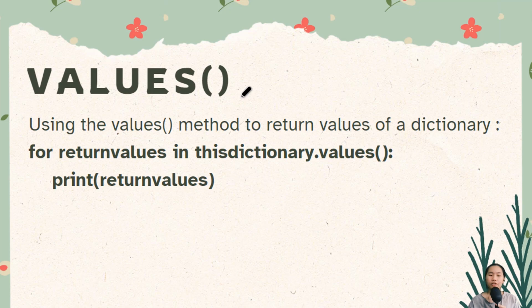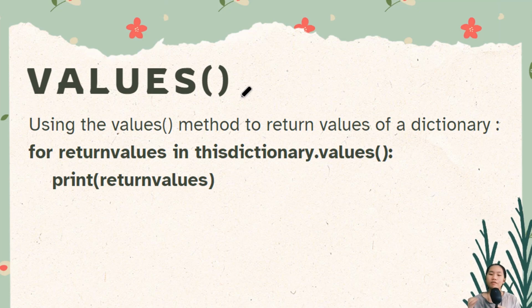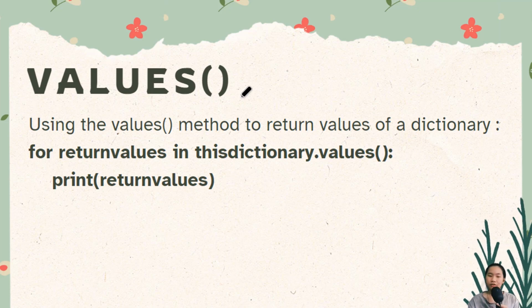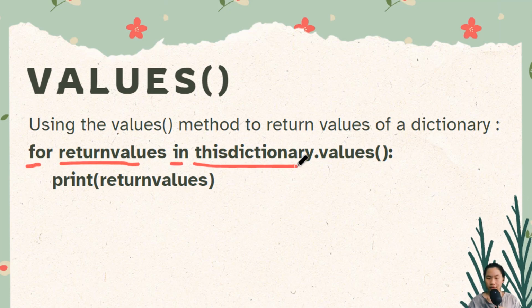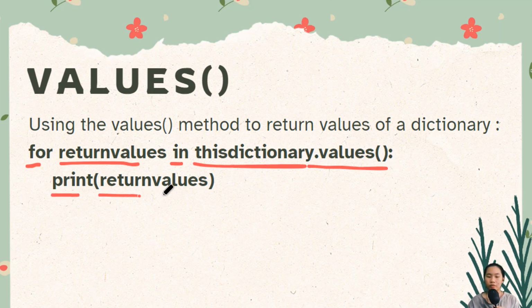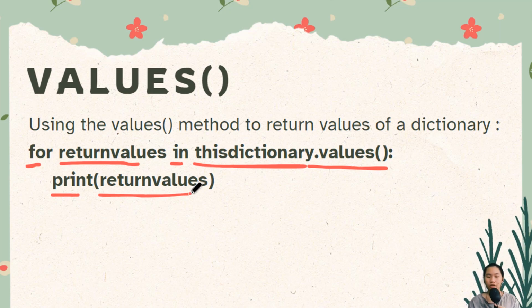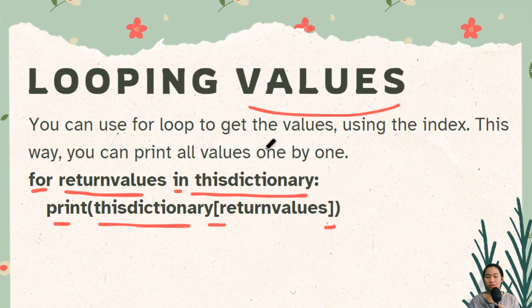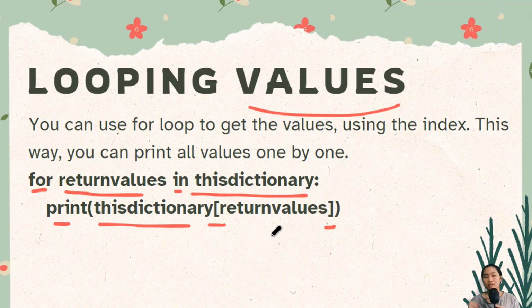Now let's take a look at our first method, values. Using the values method to return the values of a dictionary is very self-explanatory. Values is values. For return values in this dictionary dot values, no need to pass in any sort of argument, just empty parentheses, print return values, all right? And as you might surmise, this would give you the same result as this would. It's just different ways of getting the same thing.